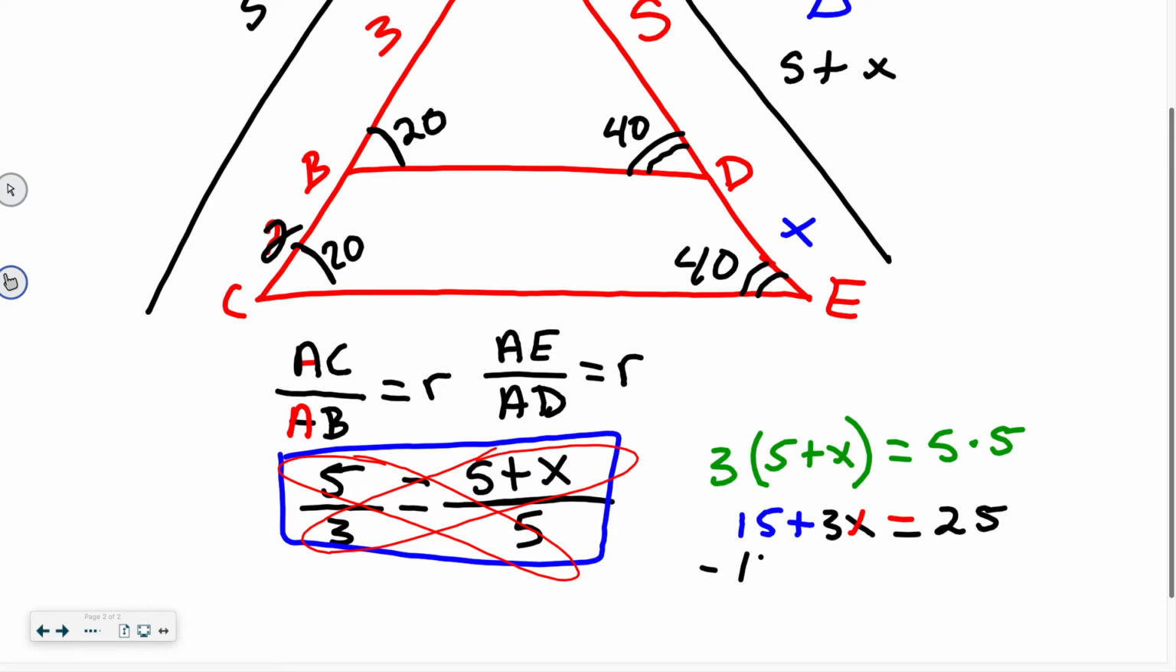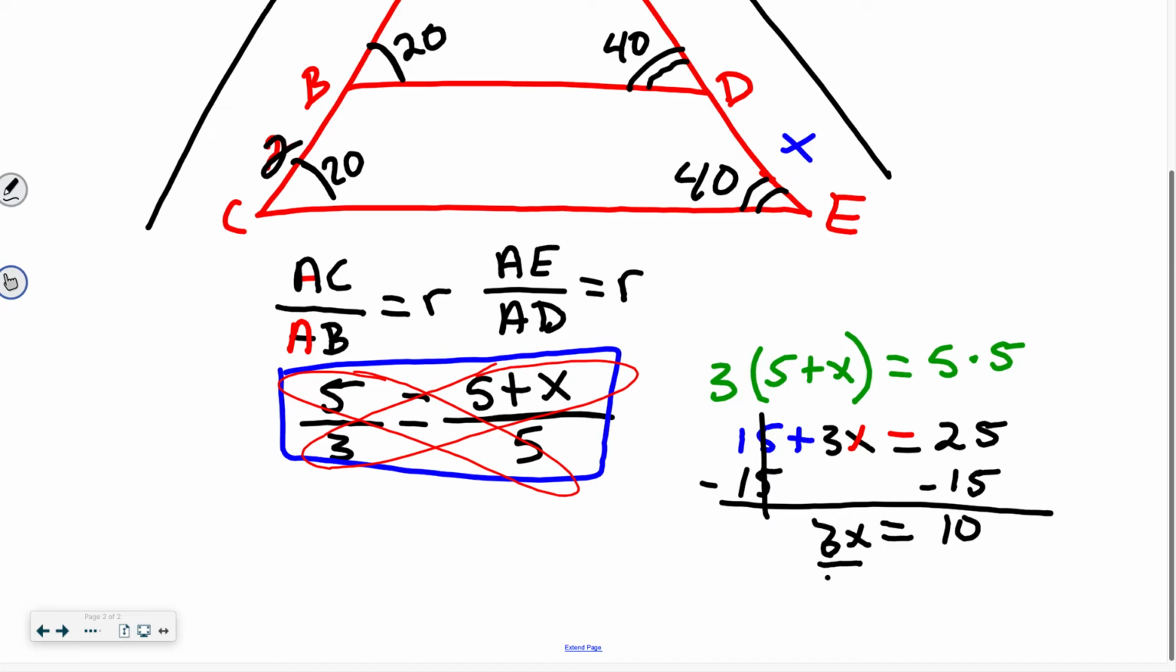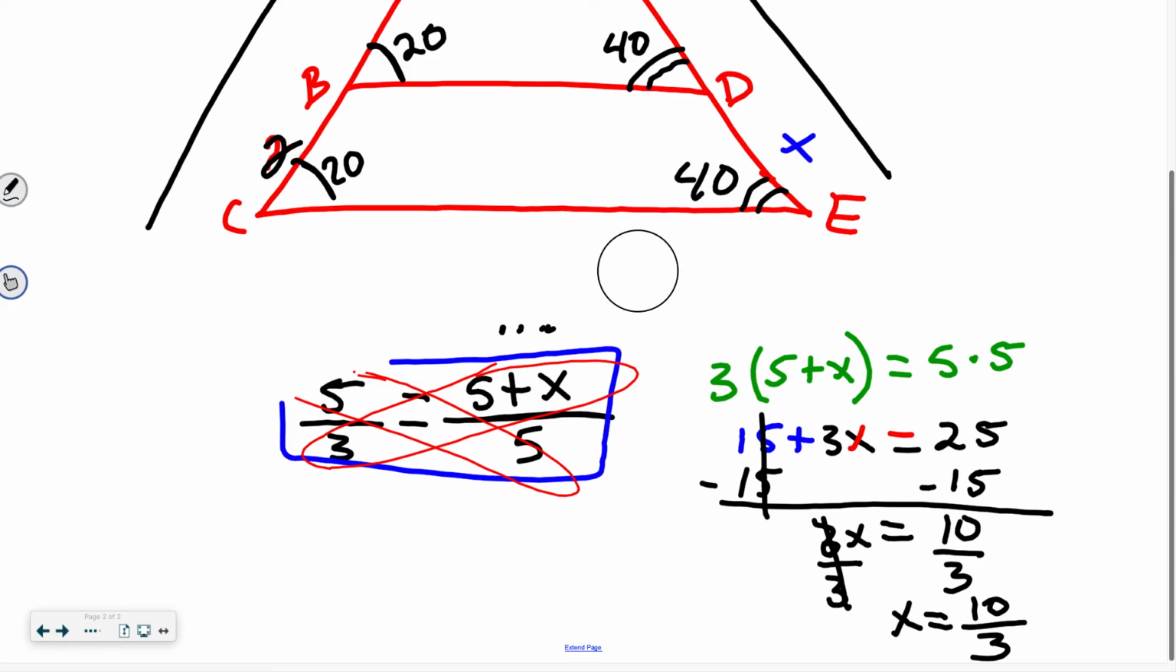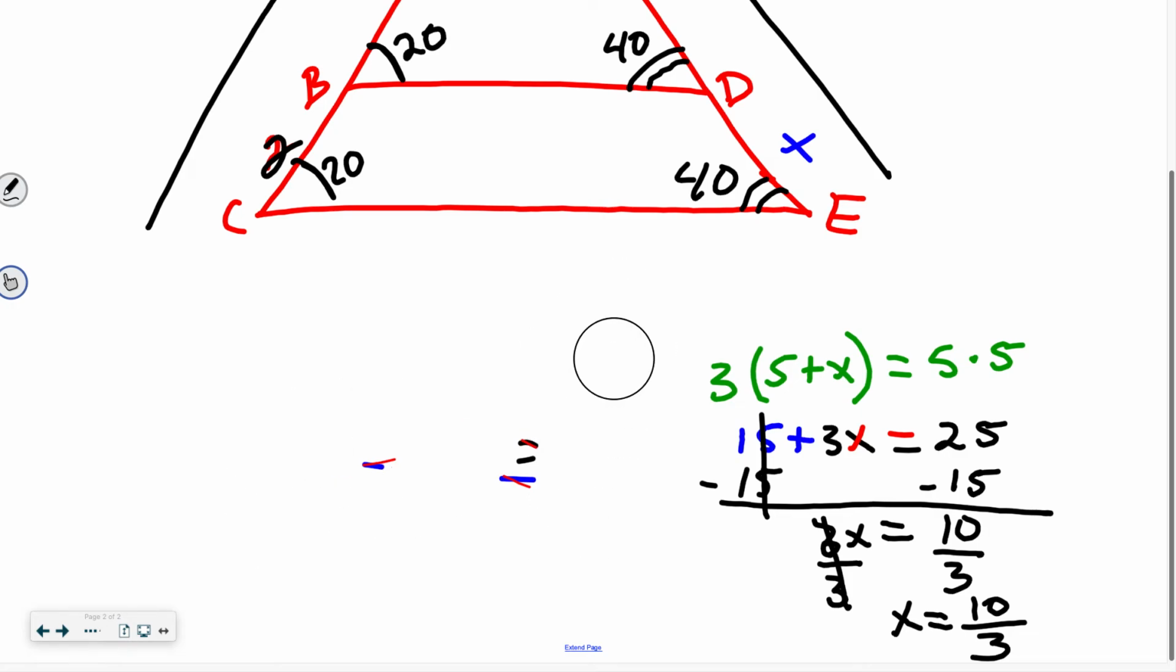Let's combine like terms here. 3x is equal to 10. Right? 3x is equal to 10. Finish up, divide by 3, divide by 3. x is equal to 10 over 3. And what is 10 over 3? Well, you could leave your answer like that, 10 over 3, as an exact answer and be done with that. So keep your answer as 10 over 3.